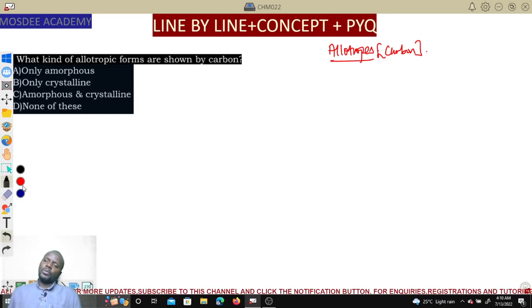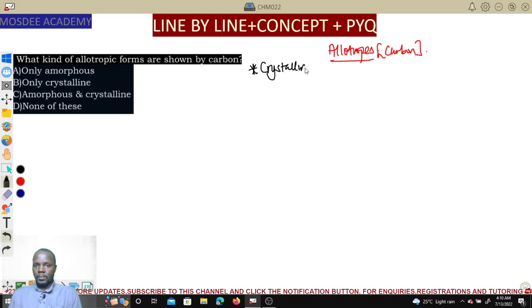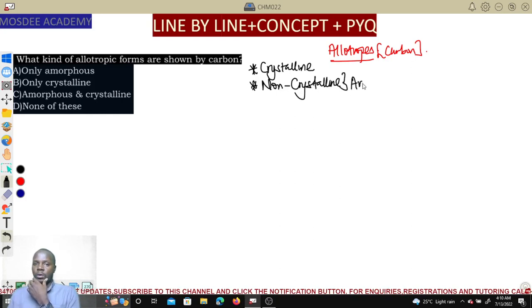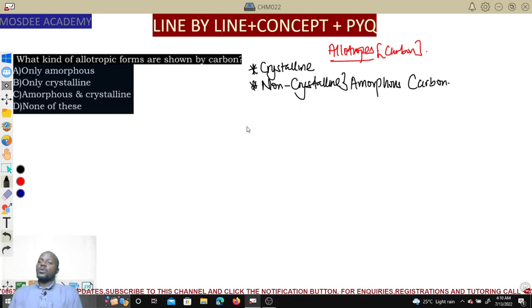So now when we talk about allotropes of carbon, they are classified into two basic classes, crystalline and non-crystalline. So these are the two classifications of the allotropes of carbon. Non-crystalline is also called amorphous. Now, junior classes, you have studied a lot about this. Crystalline is a diamond. Please keep it in mind.